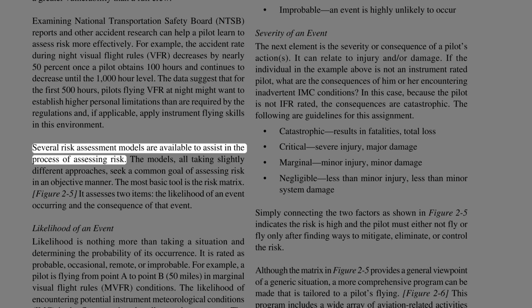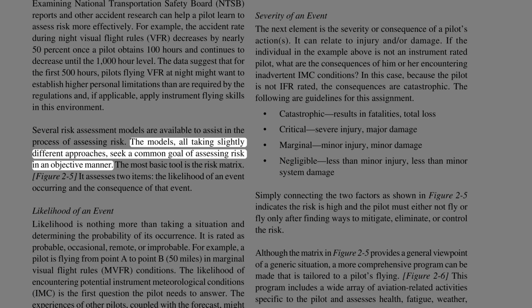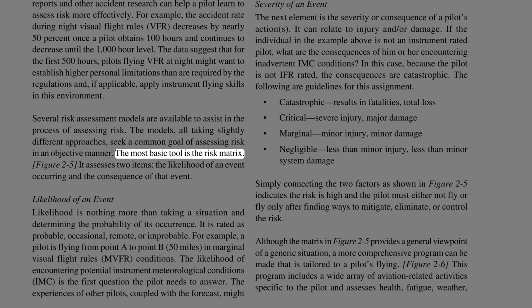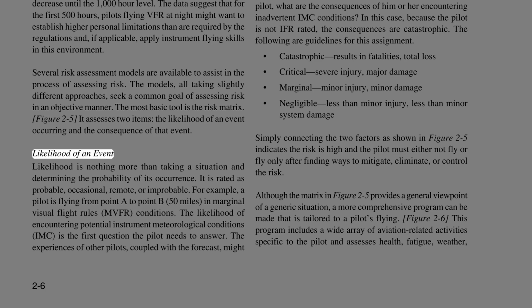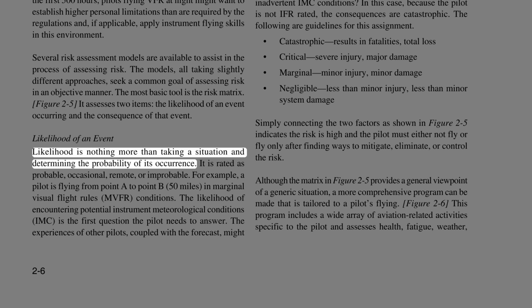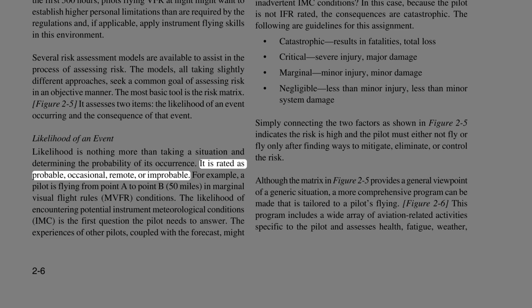Several risk assessment models are available to assist in the process of assessing risk. The models, all taking slightly different approaches, seek a common goal of assessing risk in an objective manner. The most basic tool is the risk matrix. Figure 2-5 assesses 2 items: the likelihood of an event occurring and the consequence of that event. Likelihood of an event? Likelihood is nothing more than taking a situation and determining the probability of its occurrence. It is rated as probable, occasional, remote, or improbable.